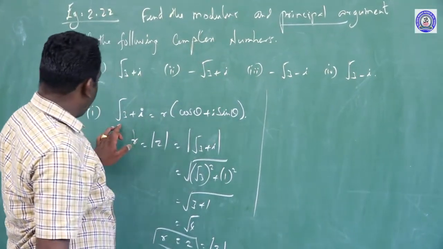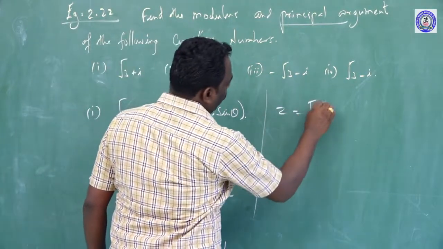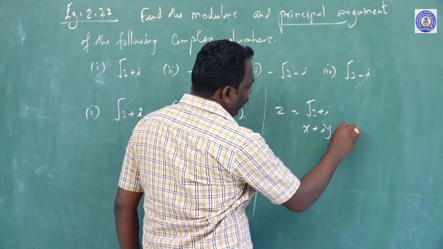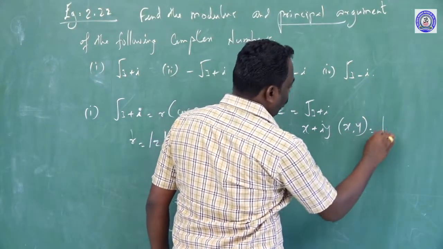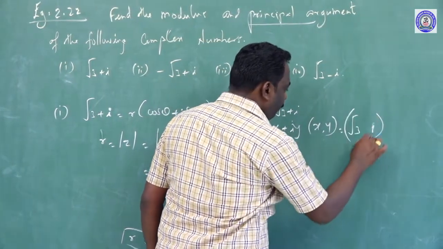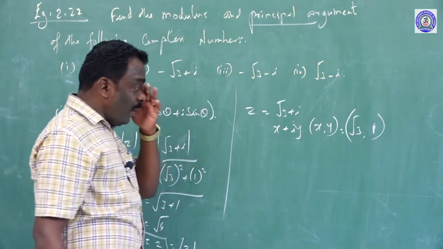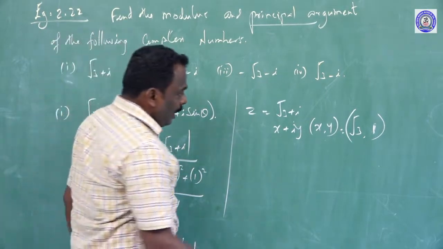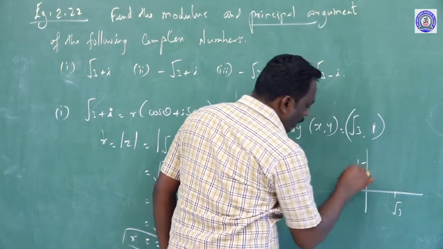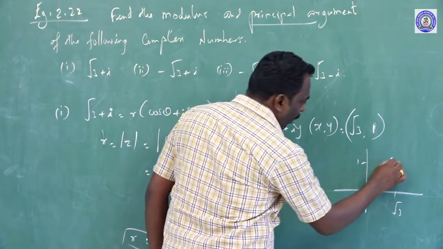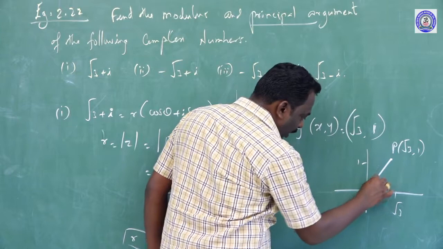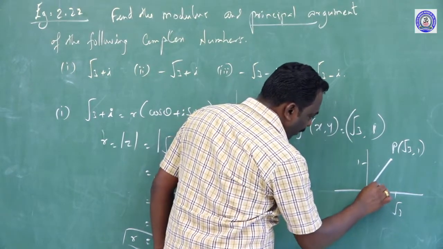So now what is given: the complex number z is equal to root 3 plus i, compare with x plus iy. Therefore x comma y is equal to root 3 comma 1, since the coefficient of i is 1. Plotting this point, x is a positive value, root 3, and y is also positive, 1. Therefore point P, root 3 comma 1, lies in the first quadrant, about the origin, and this angle is defined by alpha.